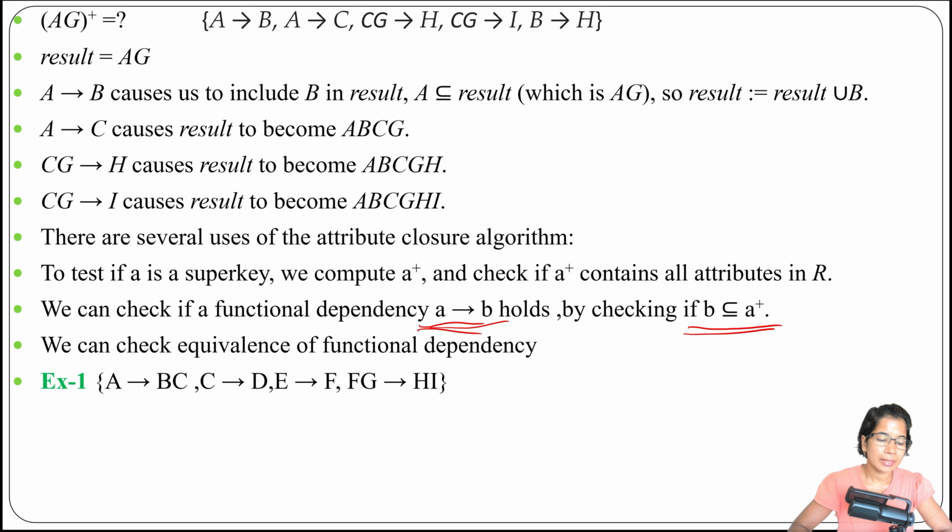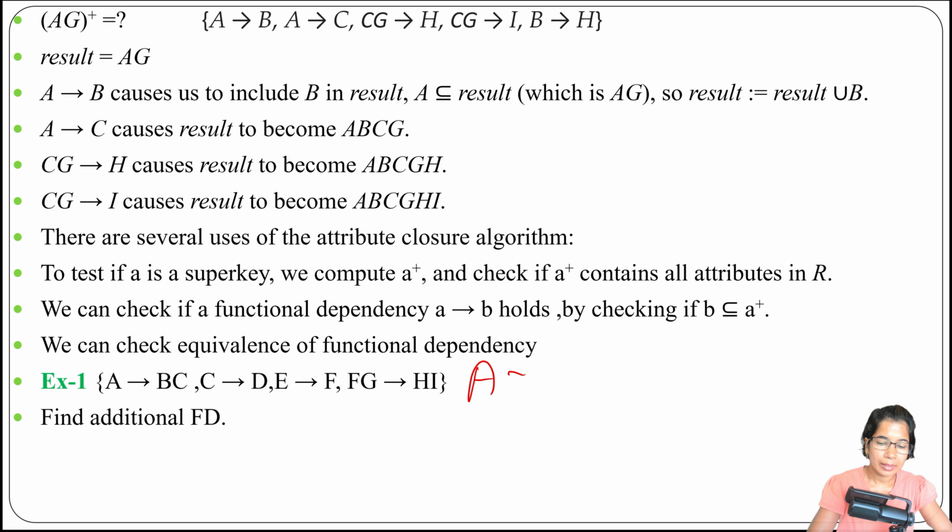Let's see one example. Example 1. We need to find additional functional dependencies, which means we need to find the functional dependency closure. From A derives BC, we can write A derives B, that is by decomposition, and A derives C. Then C derives D is given. So A derives C, C derives D. From these two, we can apply the transitive rule. It will be A derives D.